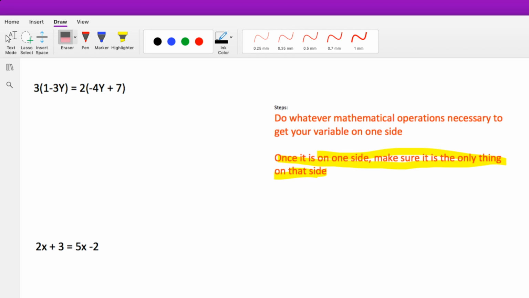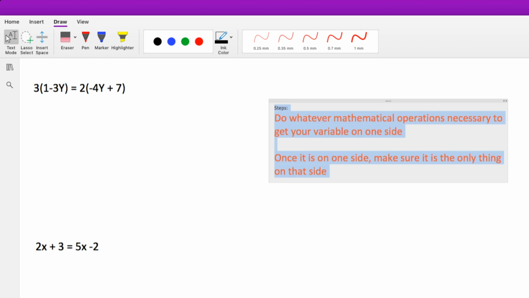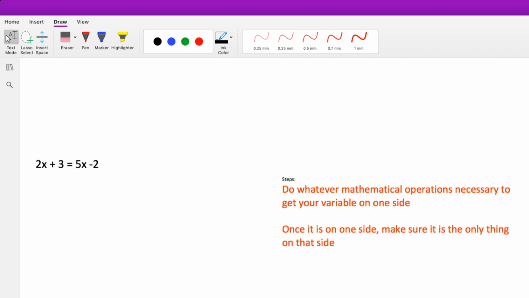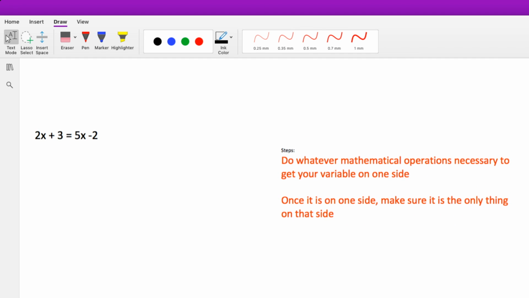All right, now let's move on to the last problem. I'll still bring down the steps just in case we want to look at them, but I'll encourage you to try it without looking at the steps. I don't know if anybody had to use them, but if you need them, they're right there. Do whatever mathematical operations necessary to get our variable, this x, on one side.